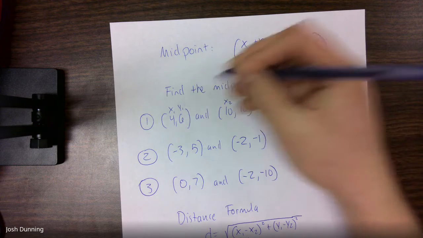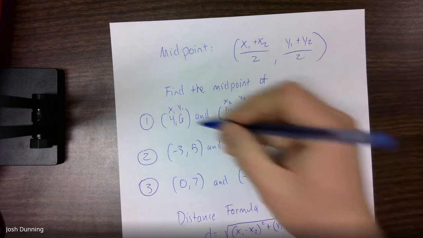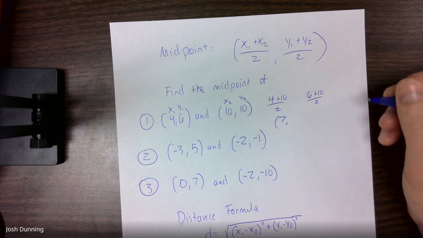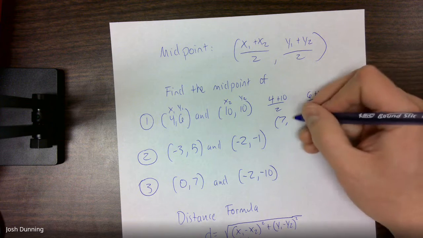Now you average the y's. 6 plus 10. 6 plus 10 is 16. 16 divided by 2 is 8.